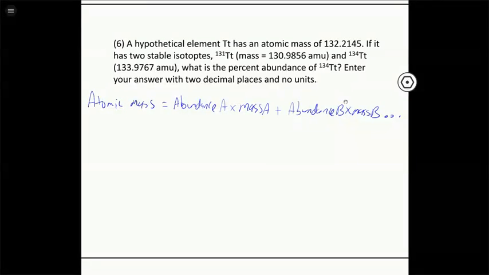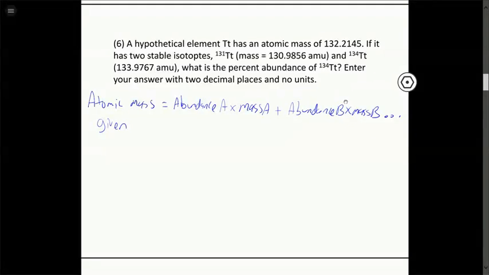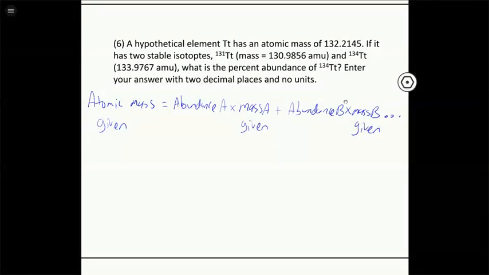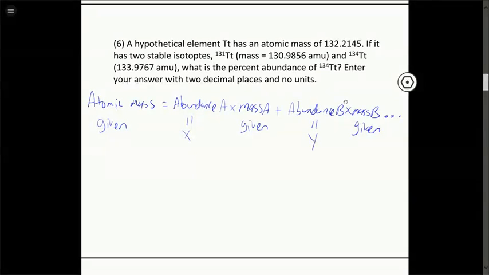So in this problem, we're given the atomic mass, and we're trying to find the abundance of one of our isotopes. Let's say this is 131, this is 134. We're given the atomic mass and the individual isotope masses, but we want to find the abundance of one of the isotopes, which is our unknown. To make things simpler, let's call the abundance of A X and the abundance of B Y. So we have two isotopes with their abundances unknown.